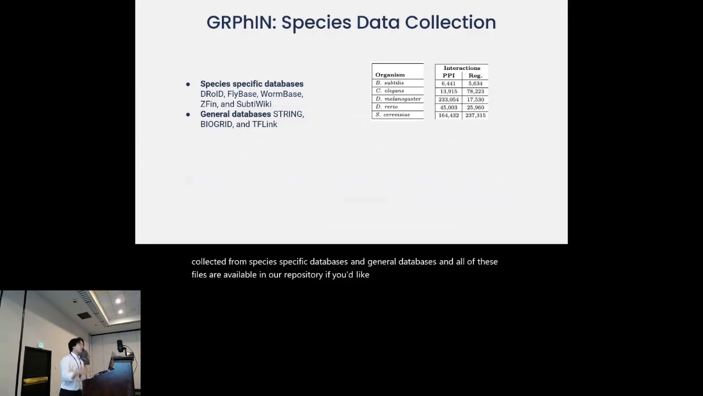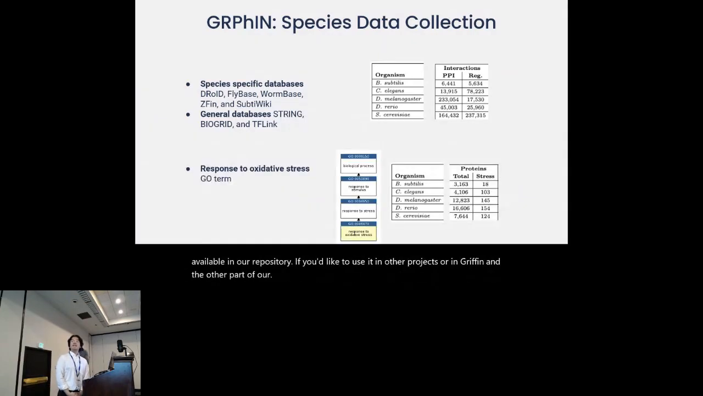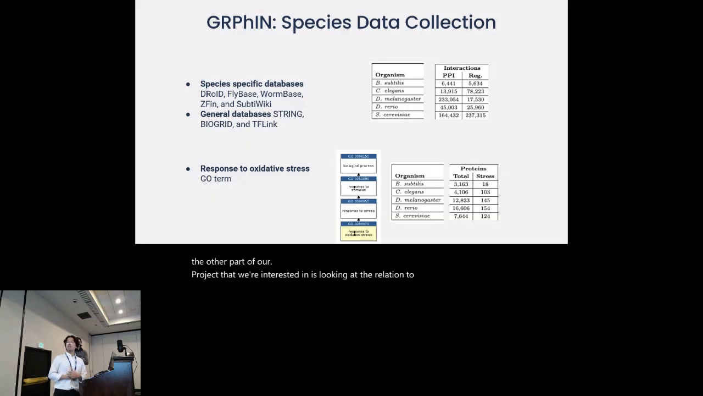The other part of our project that we're interested in is looking at the relation to responsive oxidative stress. We can find all of these proteins that are associated in all of these organisms through the gene ontology term called response to oxidative stress. And we can see that there's a varying number of stress proteins associated with each organism.